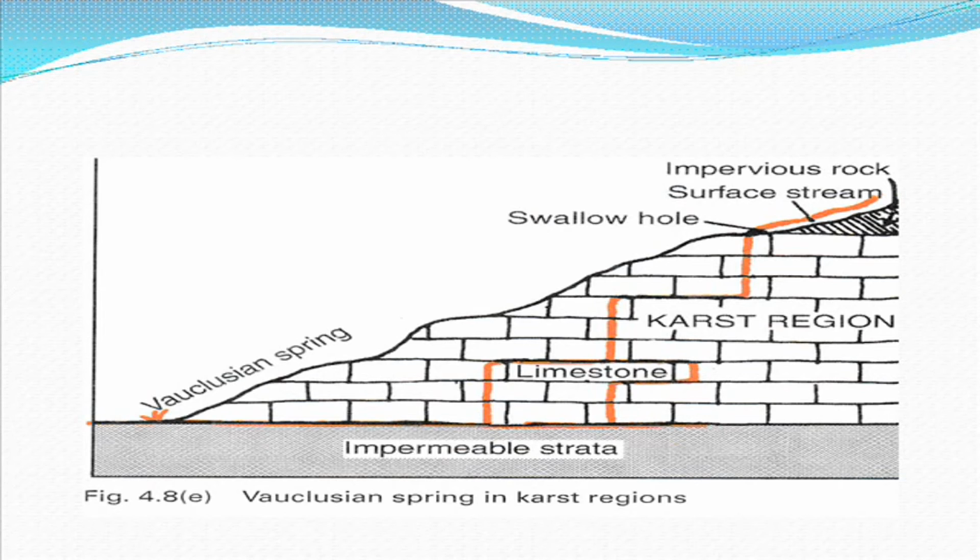In the karst region, the river is usually dried up due to overheating. A Vauclusian spring is formed between two impermeable rocks, with limestone in between. The limestone absorbs water during the wet season, and some springs also occur. These springs are called Vauclusian springs.